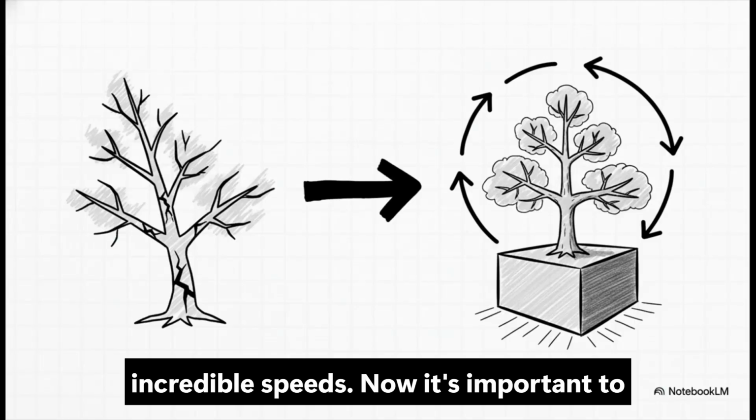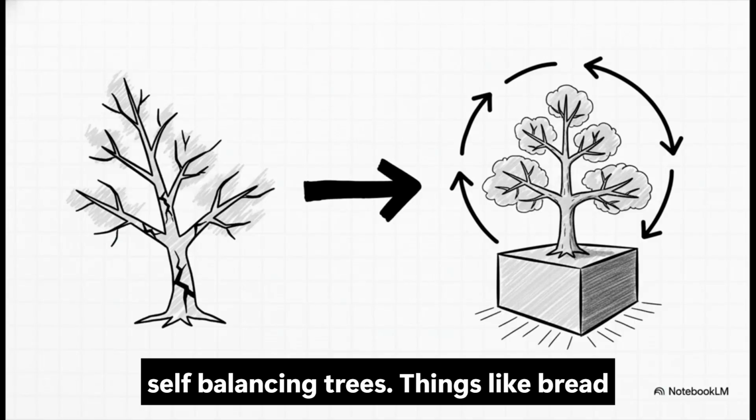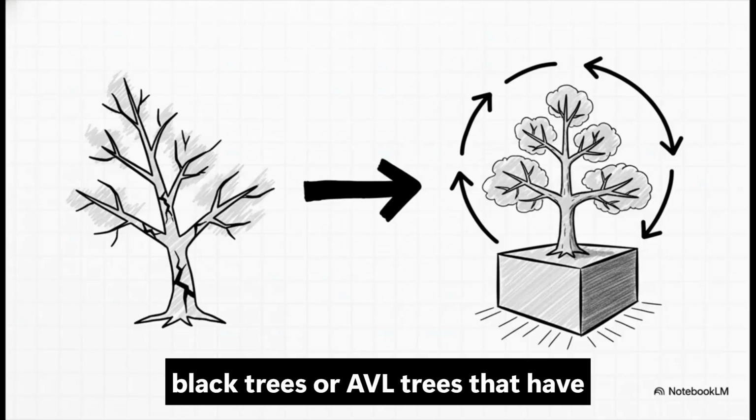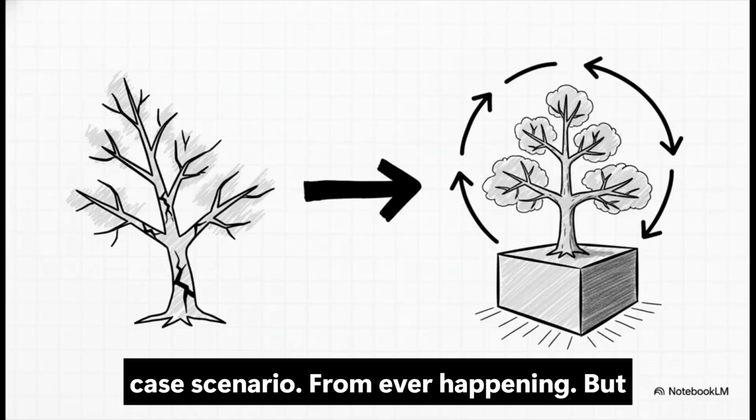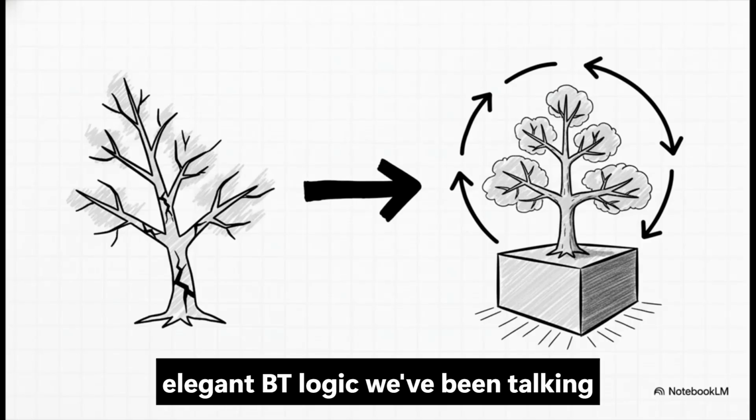Now, it's important to note that computer scientists, being a clever bunch, developed what are called self-balancing trees, things like red-black trees or AVL trees, that have built-in mechanisms to prevent that worst-case scenario from ever happening. But they are all built on this exact same elegant BST logic we've been talking about.